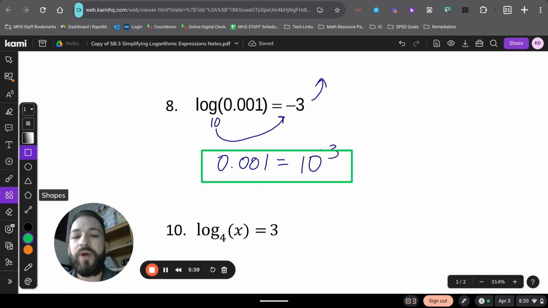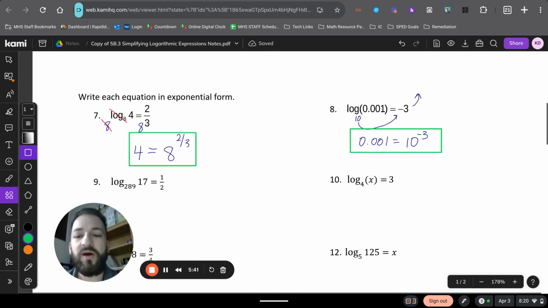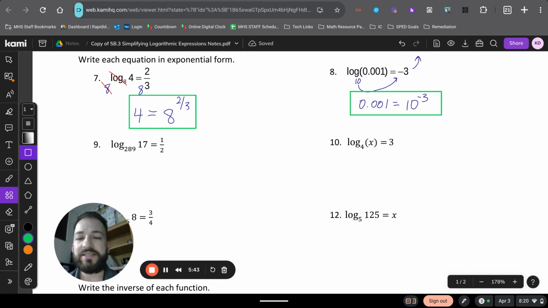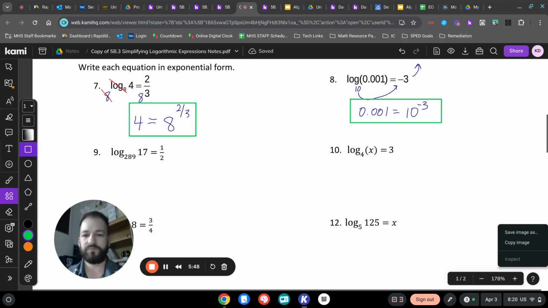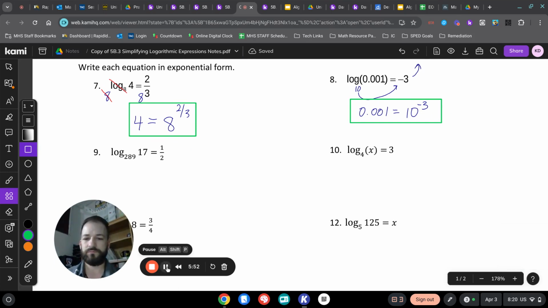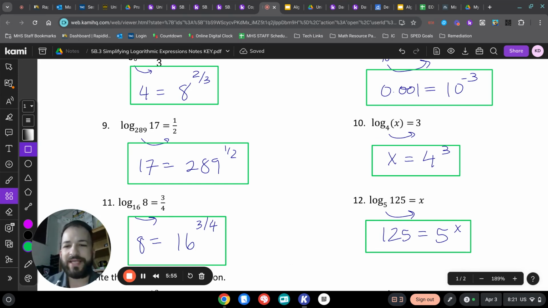So go ahead and practice 9 through 12, converting these from logs to exponents. You can pause me and then unpause when you're ready to check your work. All right, y'all, and go ahead and check 9, 10, 11, and 12. Should be relatively straightforward. Remember, we're not solving, we're just converting.